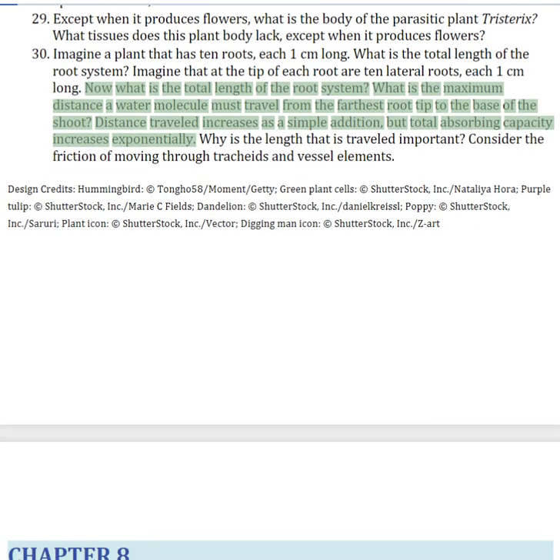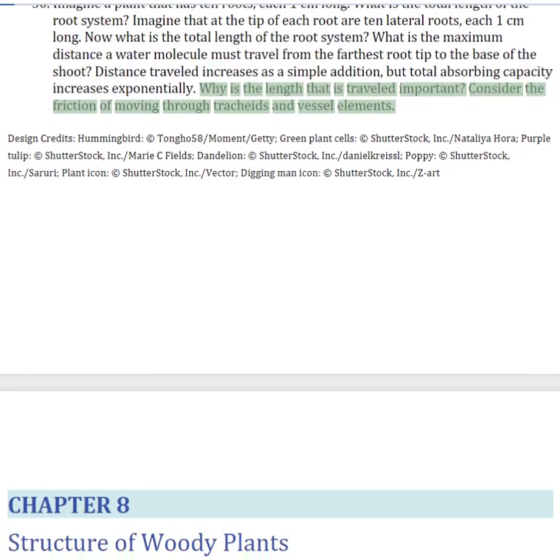What is the maximum distance a water molecule must travel from the farthest root tip to the base of the shoot? Distance traveled increases as a simple addition, but total absorbing capacity increases exponentially. Why is the length that is traveled important? Consider the friction of moving through tracheids and vessel elements.